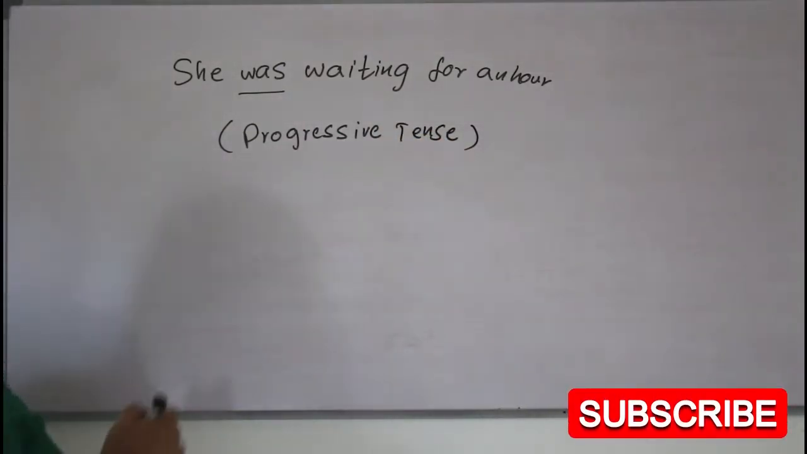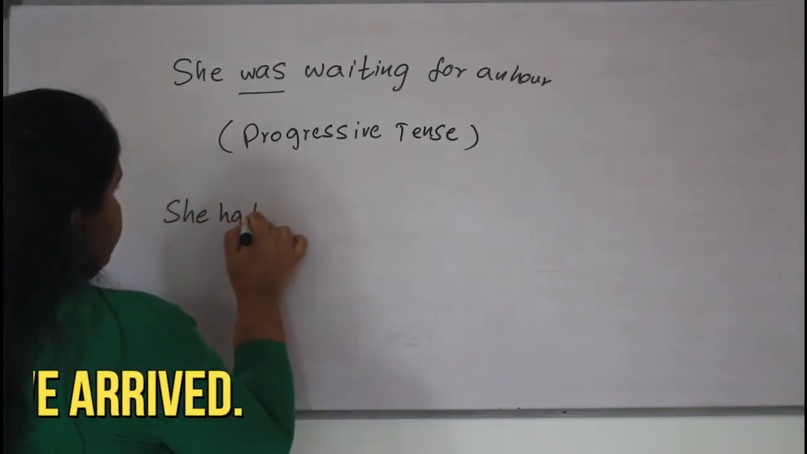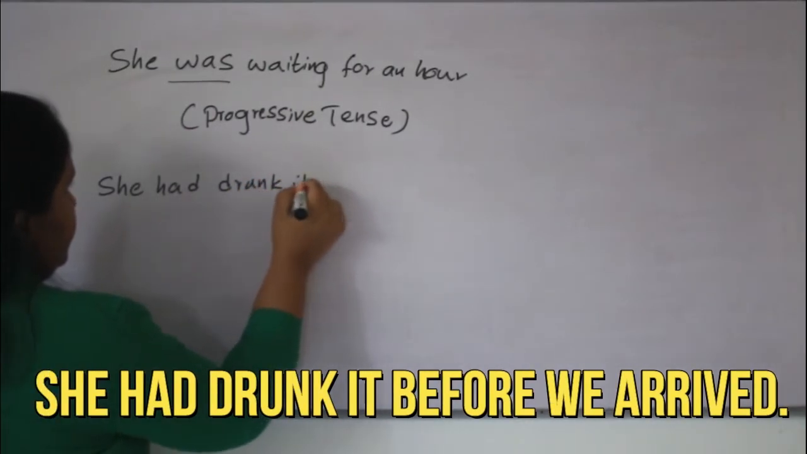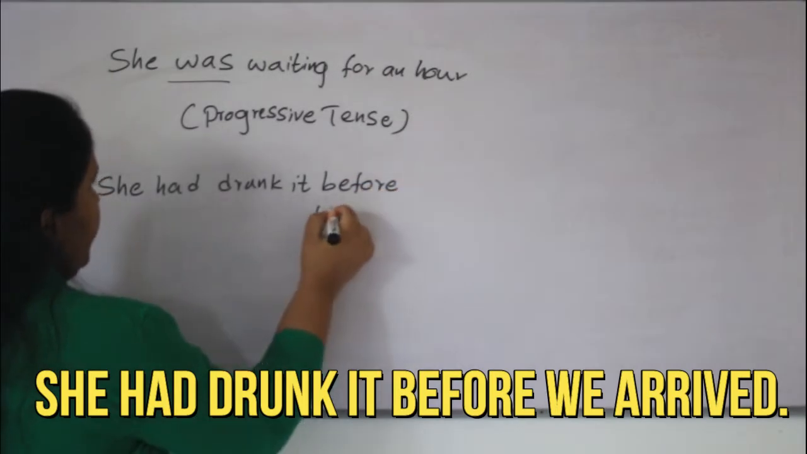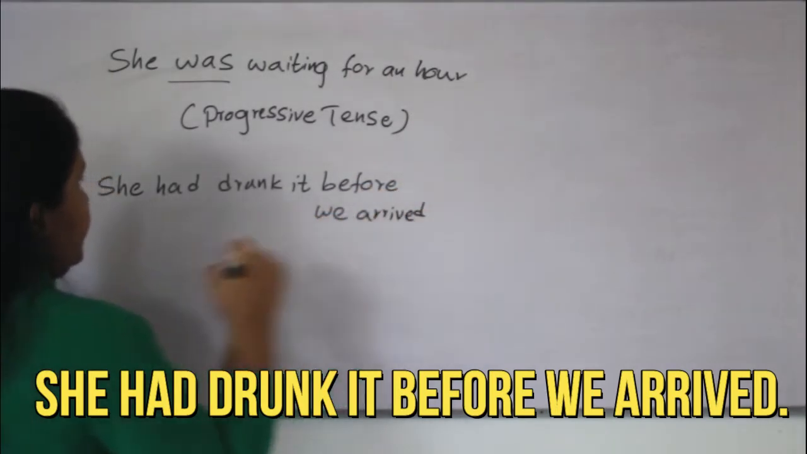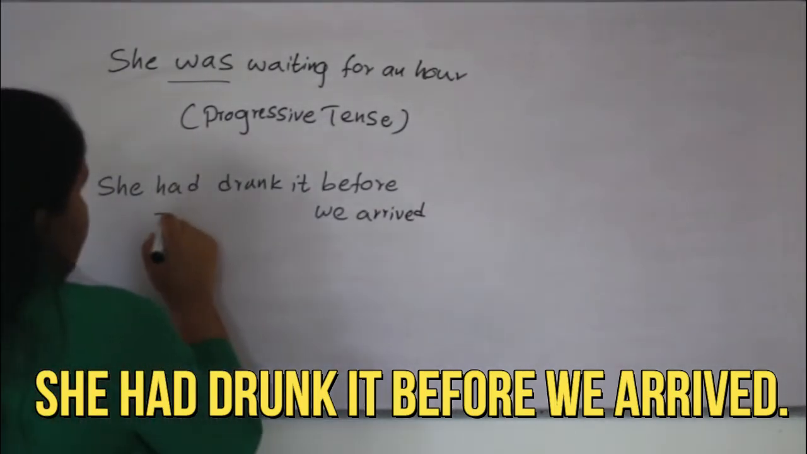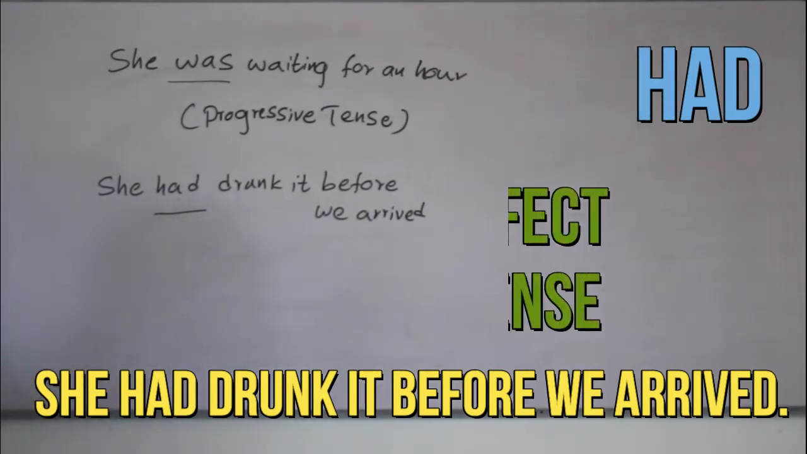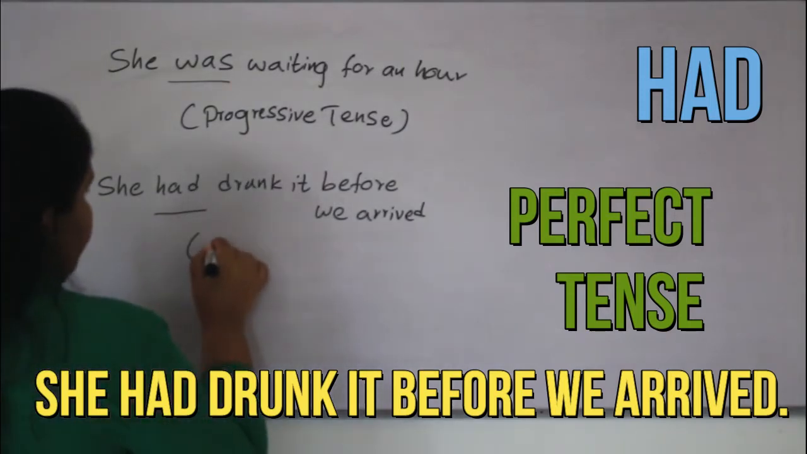Next example. She had drunk it before we arrived. In this sentence, the auxiliary verb to have helps to form the perfect tense, which is the tense used for expressing an action's completion. Perfect tense.